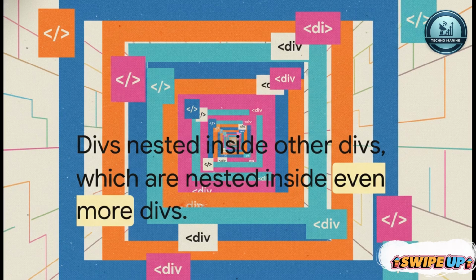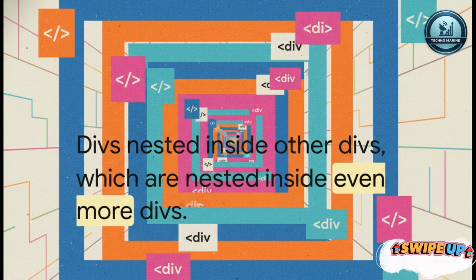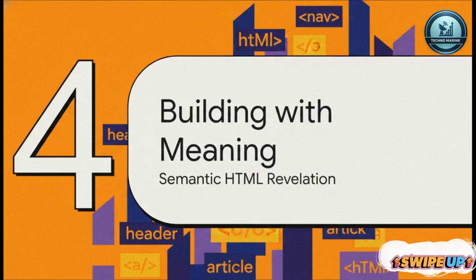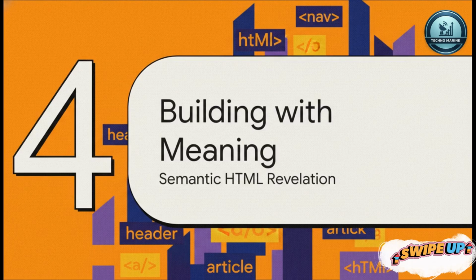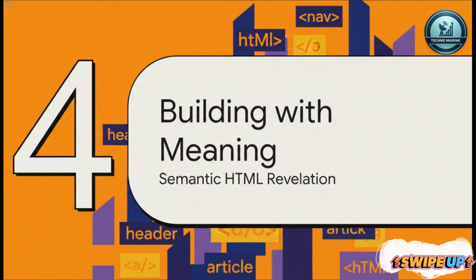And what does that X-ray usually show? A condition that someone perfectly named divception. It's just divs inside of divs, nested inside of even more divs. Yeah, the page might look fine on the surface, but the underlying structure has absolutely zero meaning. So if that sea of generic, meaningless boxes is the problem, then what's the solution?